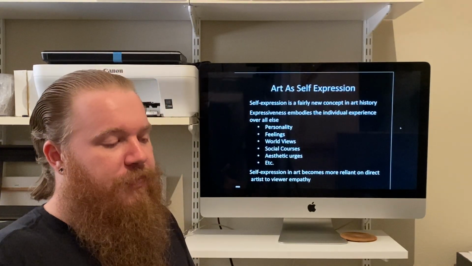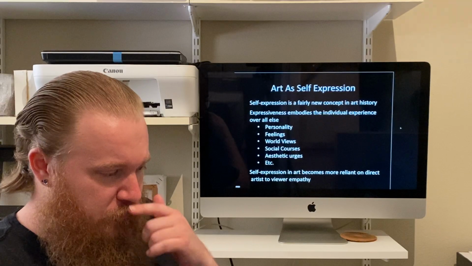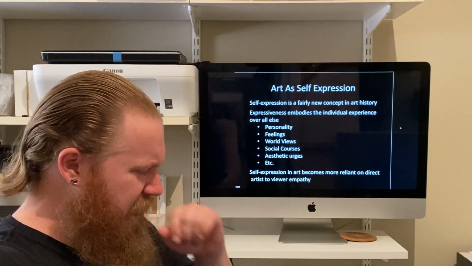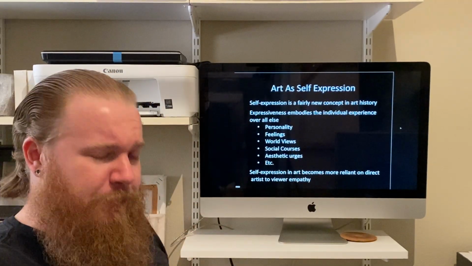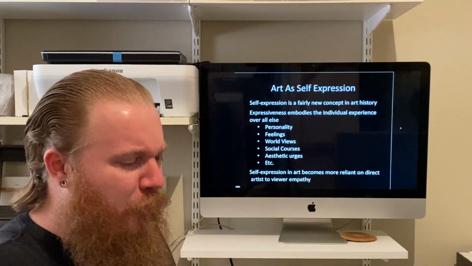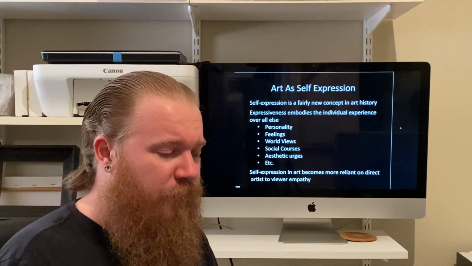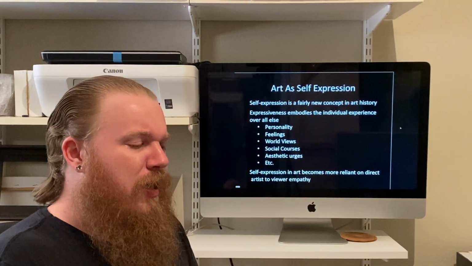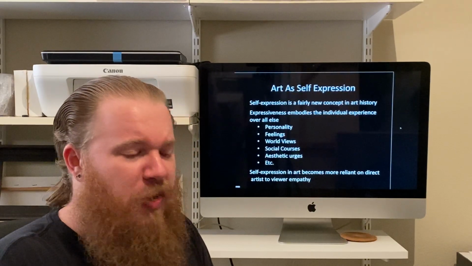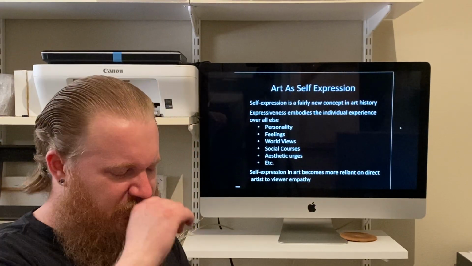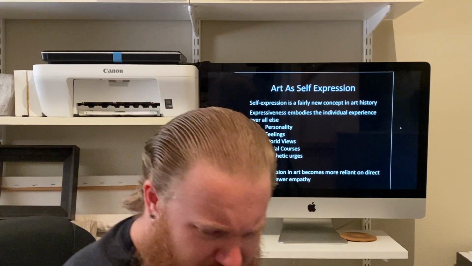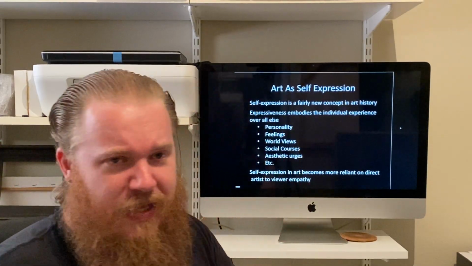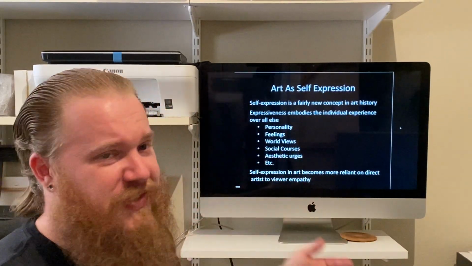So self-expression in art usually is looking at things like personality, personal feelings, our own worldviews, social causes, as well as aesthetic urges, etc. And so we're then making artwork about these kinds of things.